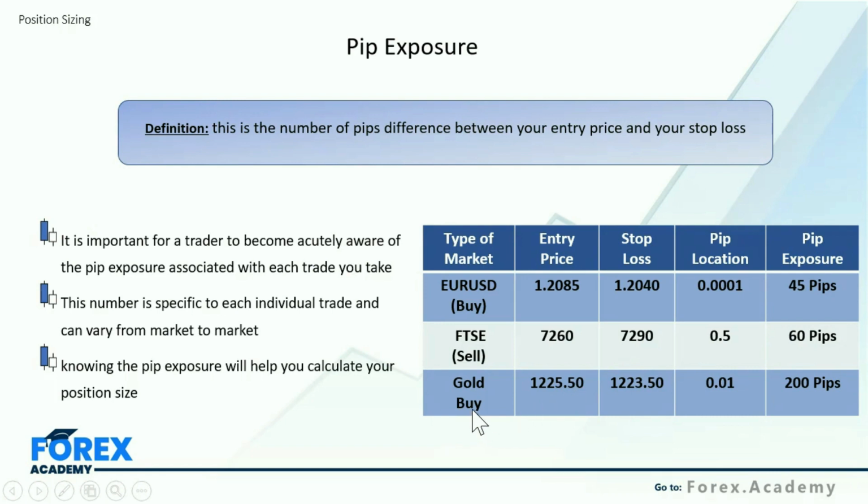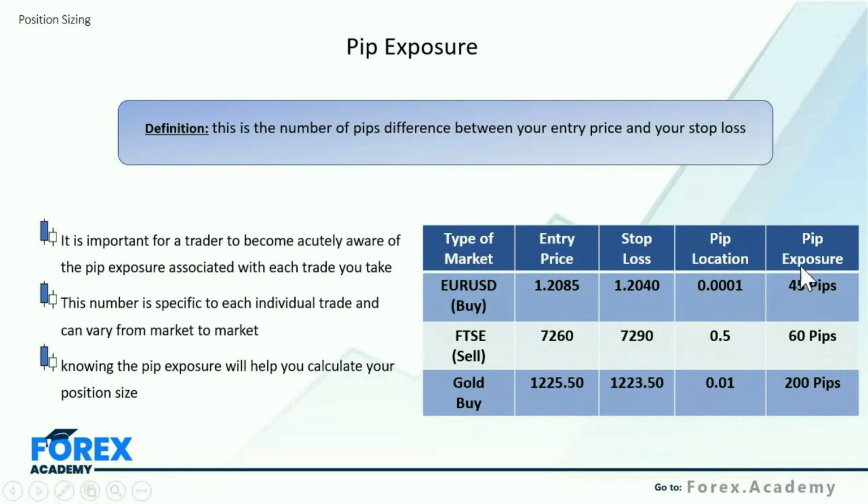And finally, on the bottom row, we have the gold market. And let's say, for example, we happen to buy this market at 1225.50, and we decide to place a stop loss $2 lower at 1223.50. However, when it comes to calculating the pip exposure, we want to acknowledge what the pip location is. And in this example, it's 0.01. That's the pip location for the gold market.